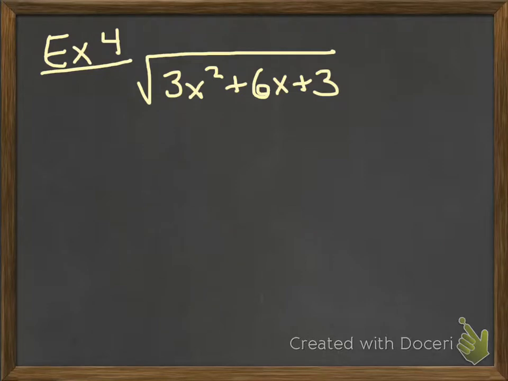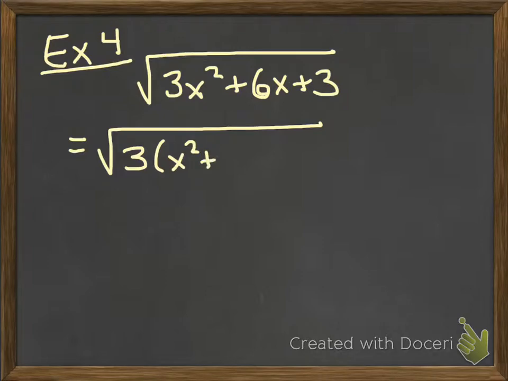Okay, example 4 is the square root of 3x squared plus 6x plus 3. You're going to go ahead and factor this first. So first you find the greatest common factor. The greatest common factor is 3. So we're going to pull that out. We get x squared plus 2x plus 1.